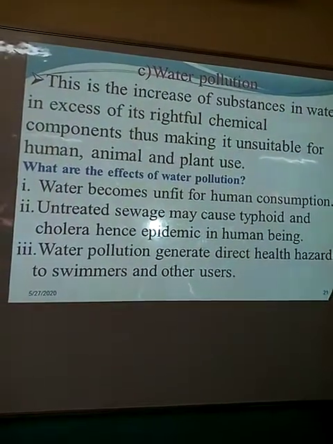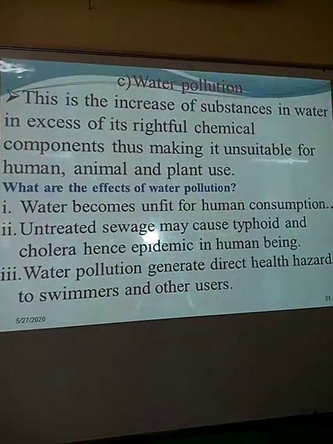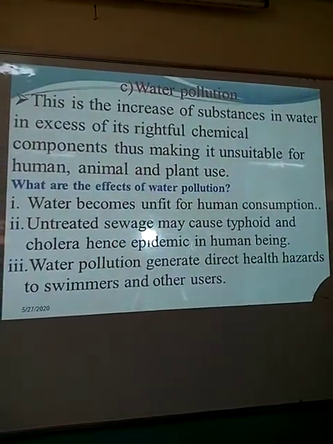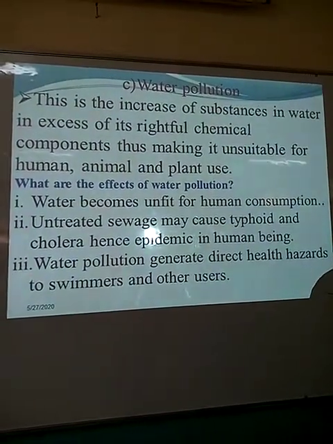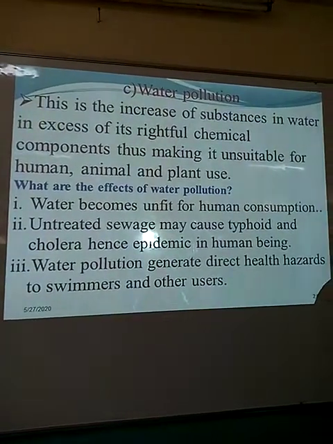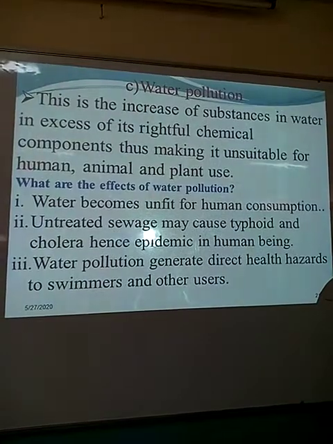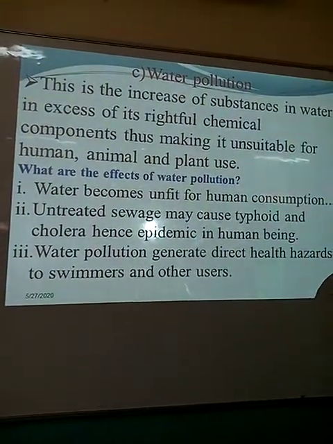Then untreated sewage may cause typhoid. If the sewage is released into water bodies and it is untreated and someone consumes it or uses it for domestic purposes, it might cause typhoid. Water pollution generates direct health hazard to swimmers and also the other users.